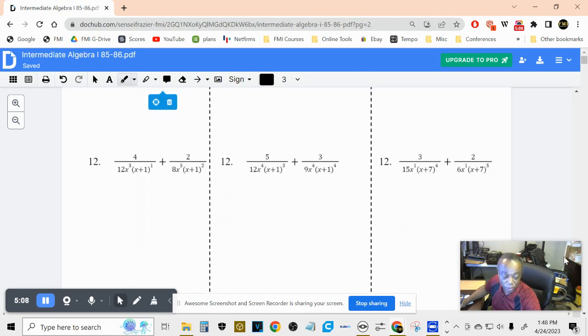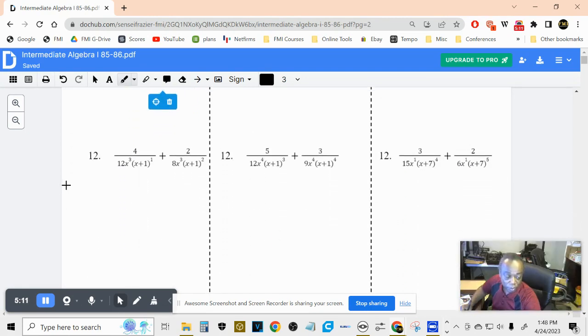Now, let's look at number 12. Number 12, let's talk about the LCD. We have a 12 and an 8. My 12 times tables would be 12, 24, 36. And 24 is also in the 8 times tables. So we're going to use 24 as our LCD. 24. Now, the x's. I have x to the third power here and x to the third power there. So since they're both the same power, it doesn't matter which one I use. So I'm going to use just x to the third power.